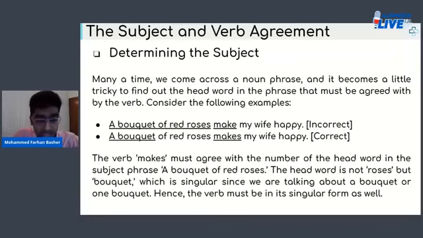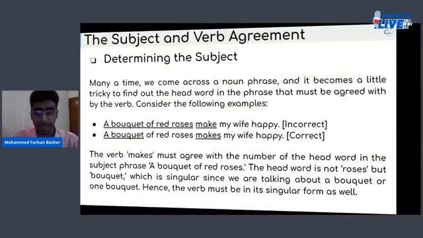Again, note this entire sentence is in the present tense. It's in the simple present tense. Something that happens, something that is quite natural, something that happens time and again. So a bouquet of red roses makes my wife happy. That's more like a universal truth, a common truth. Common truths are always spoken of in the simple present tense. The head word in the phrase is the word bouquet, right? I hope we are clear.